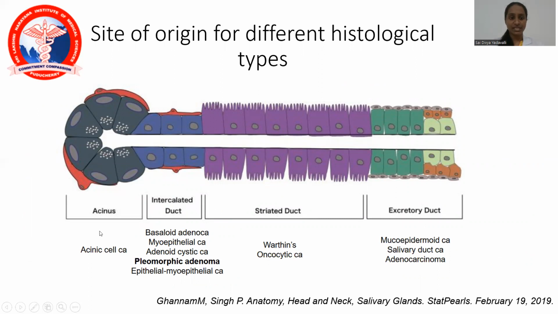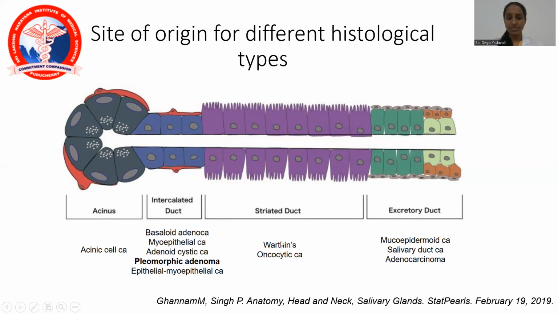From the acinar cells, you get the acinic cell carcinoma. From the intercalated ducts, you can see multiple tumors arising. The pleomorphic adenoma, which is the most common benign tumor of the salivary glands, most commonly seen in the parotid, arises from the intercalated duct portion of the salivary gland.